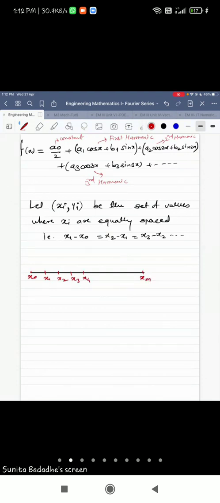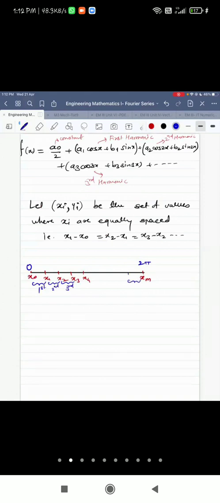Your interval length is actually 0 to 2 pi, so you are dividing it into so many parts. These are your given values. Now I am saying that each part has equal length. So this is the first part, this is the second part, this is the third part.